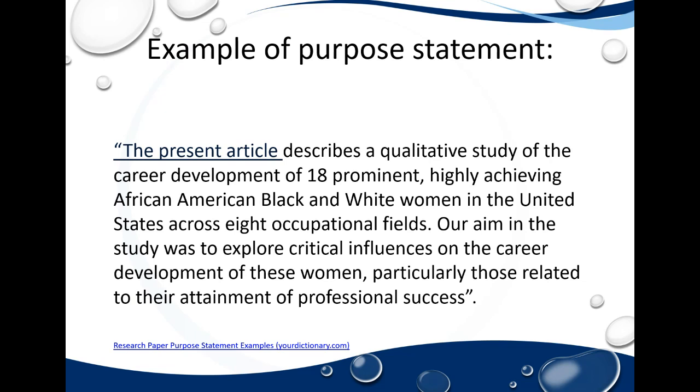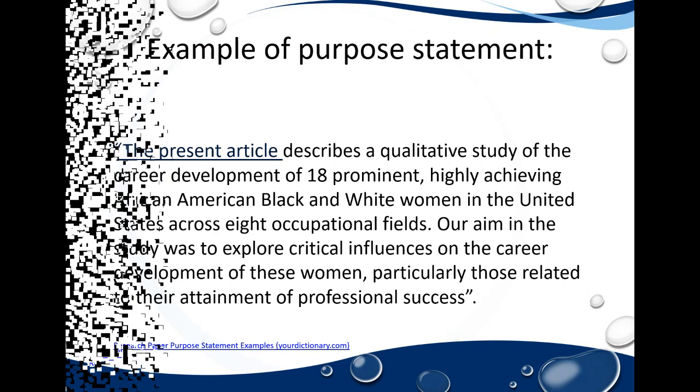So here's an example of a purpose statement. The present article describes a qualitative study of the career development of 18 prominent, highly achieving African-American, Black and white women in the United States across 8 occupational fields. Our aim in the study was to explore critical influences on the career development of these women, particularly those related to their attainment of professional success. And then this is what you went on to do, and so on and so forth. Okay.